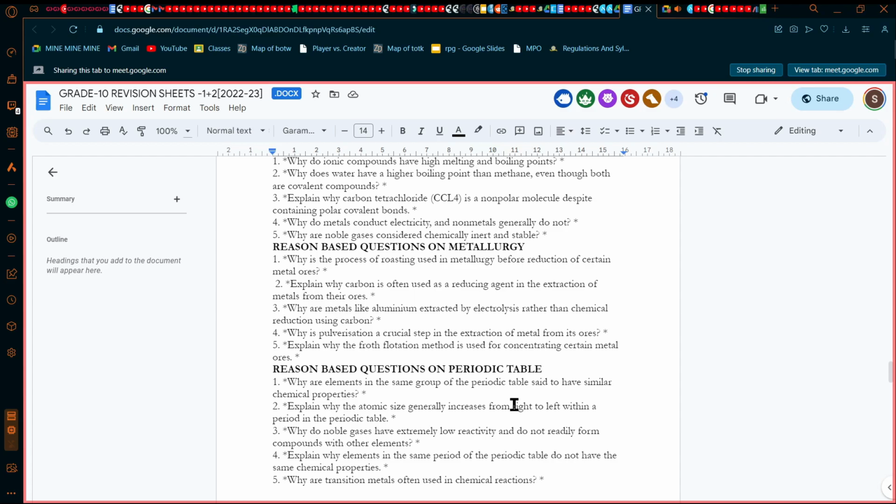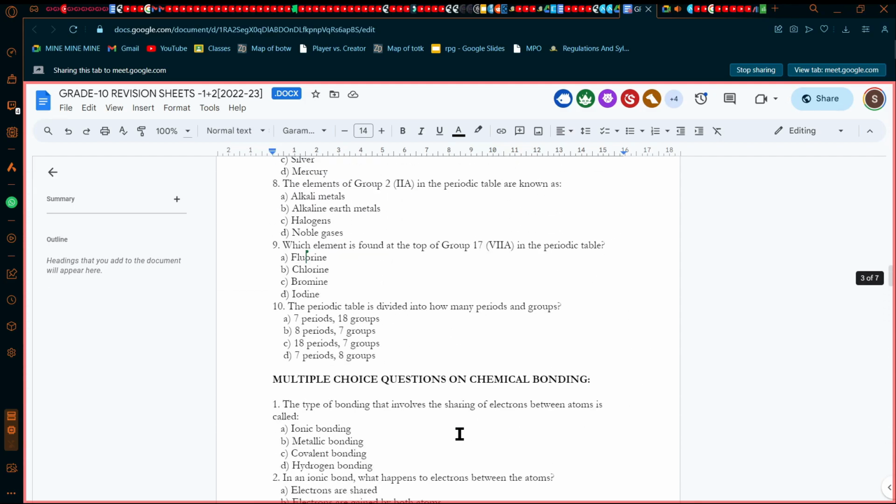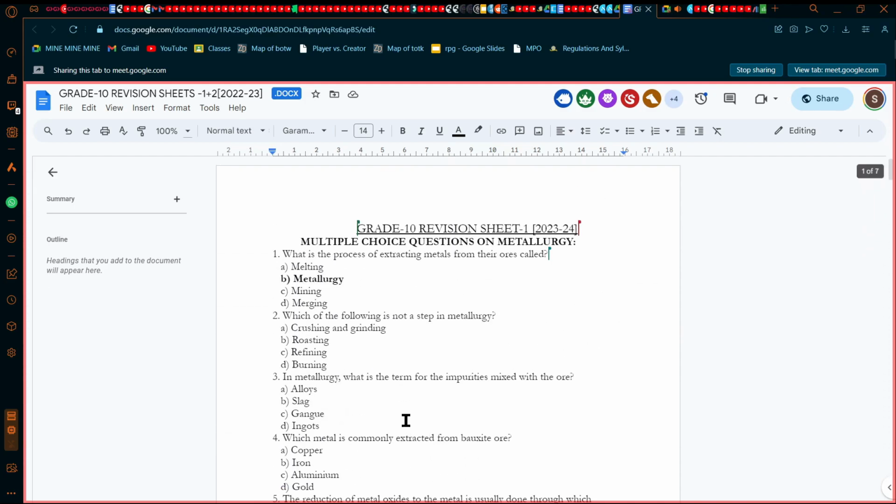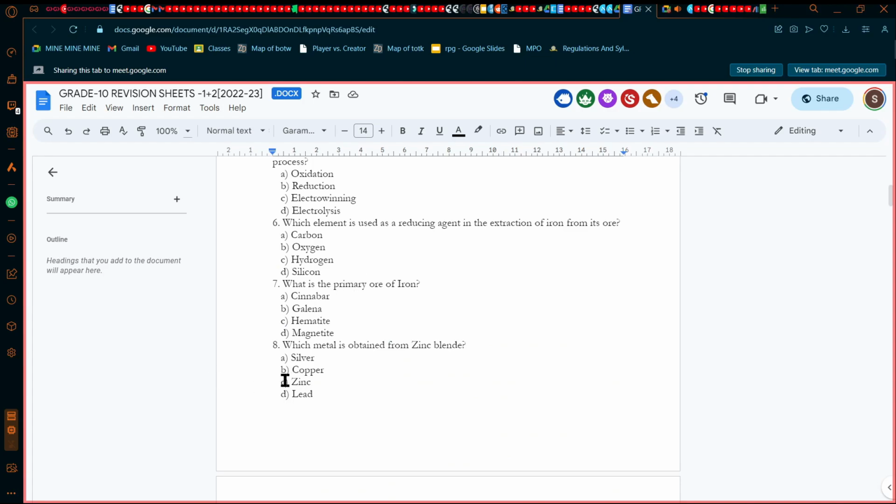Explain why the froth flotation method is used for concentrating certain metal ores. Certain metal ores have a difference in wetting, and when the ore is differentially wetted, froth flotation is useful as the ore floats on the oil or whatever froth is there, and the gang stays down in the water.